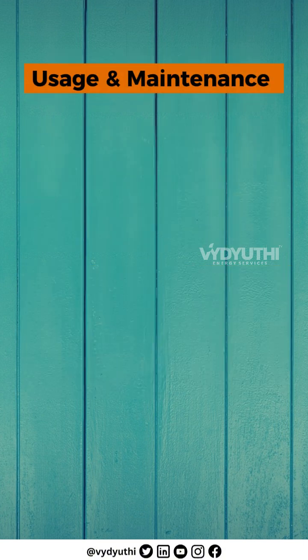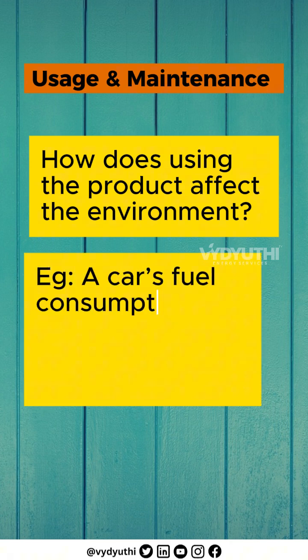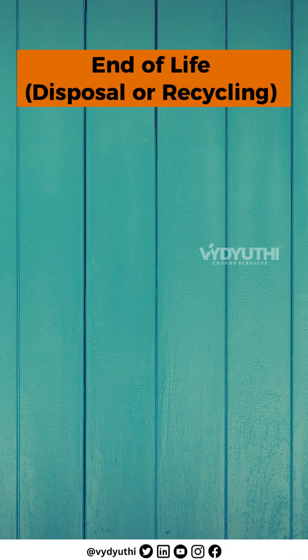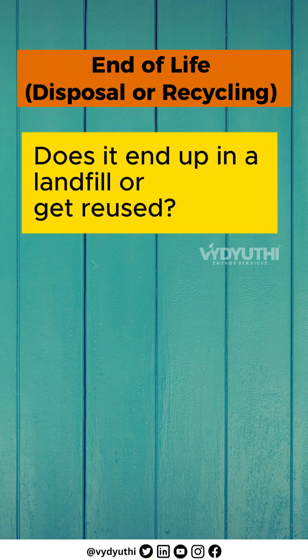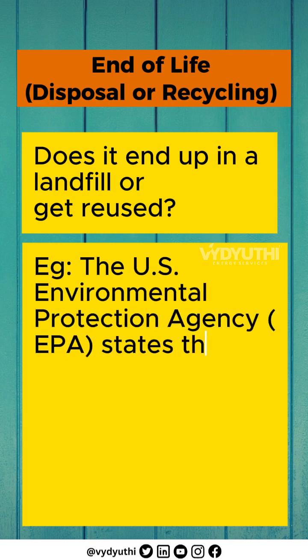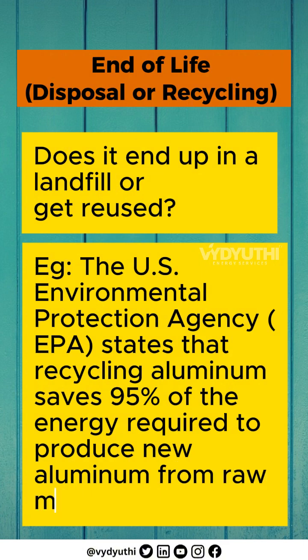The third one, usage and maintenance. How does using the product affect the environment? For example, a car's fuel consumption contributes to air pollution over its lifetime. And the fourth one is the end of life. That is disposal or recycling. That is, does it end up in a landfill or get reused? For example, the US Environmental Protection Agency states that recycling aluminium saves 95% of the energy required to produce new aluminium from raw materials.